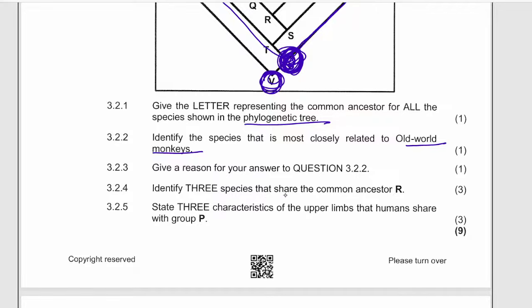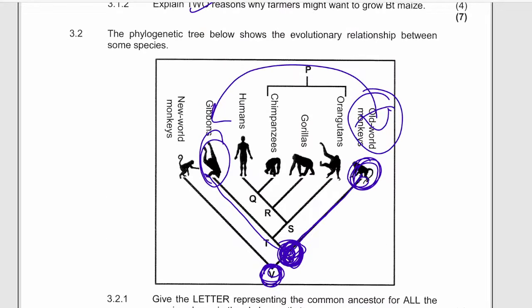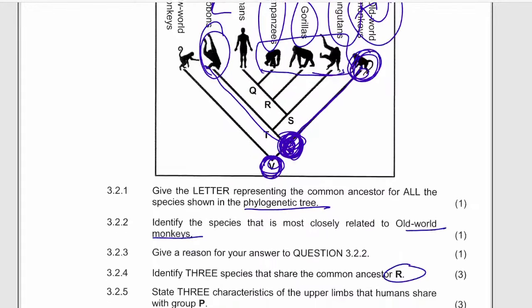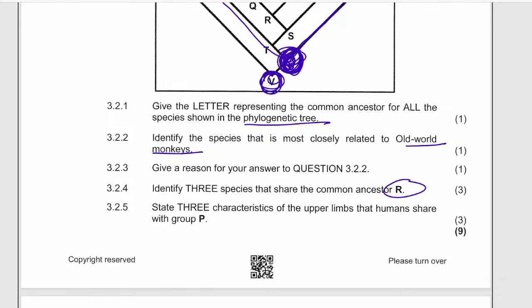Identify 3 species that share the common ancestor with R. So you come back here. This is R. So meaning that the chimpanzee, the gorillas, and the orangutans.